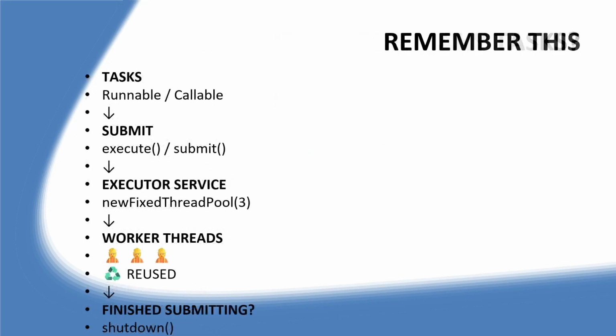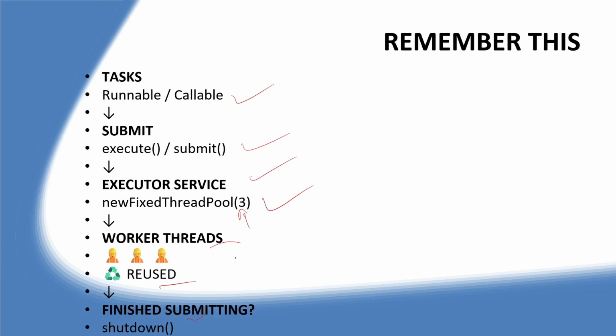So here is the simplest way to remember the executor framework. We define tasks using Runnable or Callable. Then we submit those tasks using the execute or submit method. Then the executor service will manage those tasks with the help of different worker threads provided in this newFixedThreadPool, and those worker threads will be reused for completing additional tasks. And when we are finished submitting tasks, we initiate a proper shutdown.